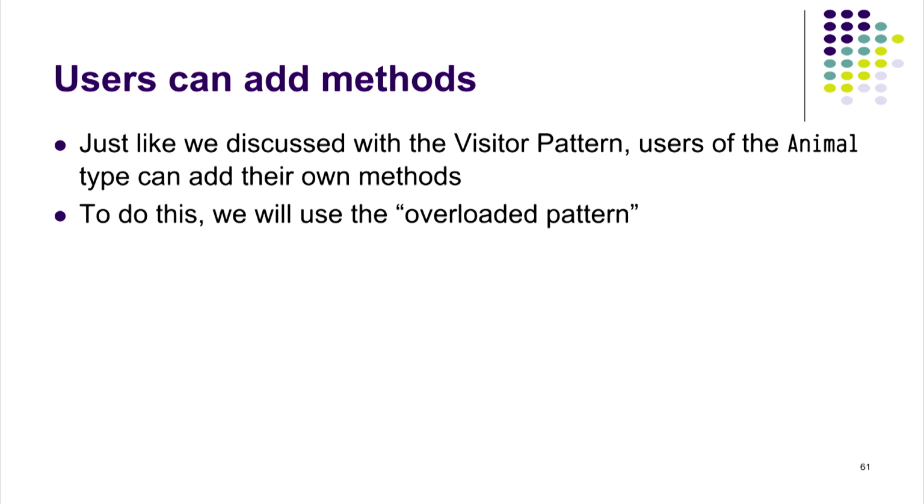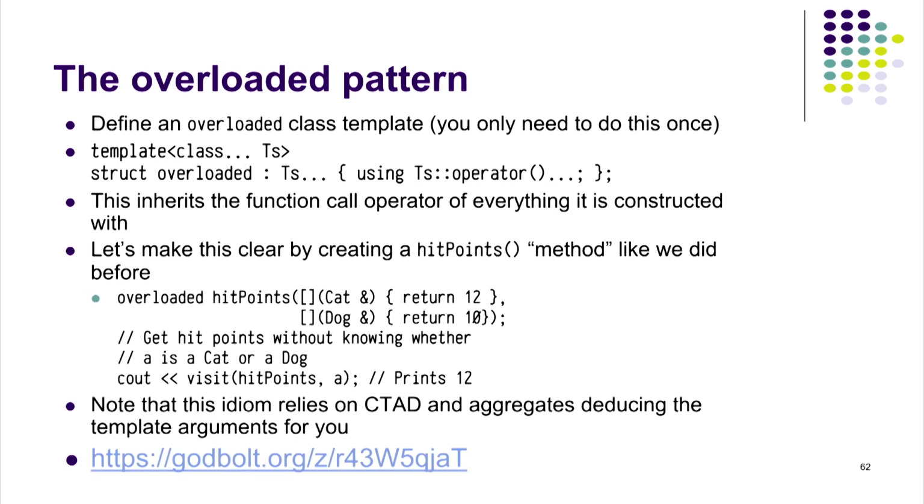Users can also add methods, right? Instead of using the visitor pattern, they use something called the overloaded pattern. And the overloaded pattern is absolutely great, a template for how sometimes these features in C++ work together like magic, right? So the first thing we do is we define an overloaded class template that just inherits from all its template arguments. And because of method hiding, we also have to have it pull in any function call operators in its template arguments.